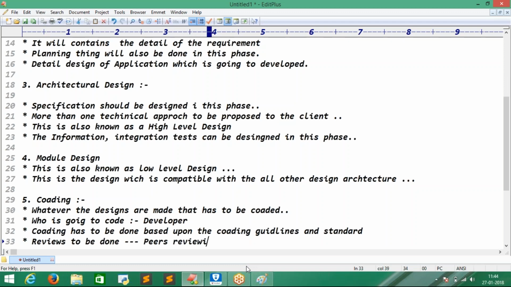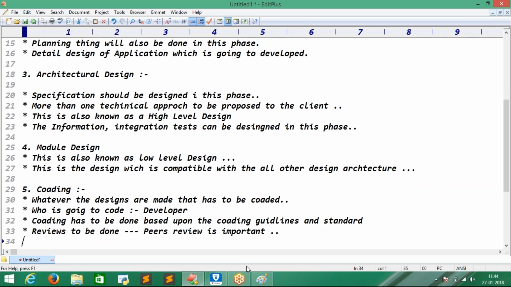When I say peer review is important, what do I mean by peer review? Peer review means your colleague, the guy who sits next to you, whom you may think is a big dumbo. No. Why is peer review important? Let's say you are working on a particular scenario. Suppose your manager asked you to get an output of 6. You have written a code of 2 plus 4 equals 6, or 4 plus 2 equals 6, 3 plus 3 equals 6, 5 plus 1 equals 6, or 6 plus 0 equals 6.